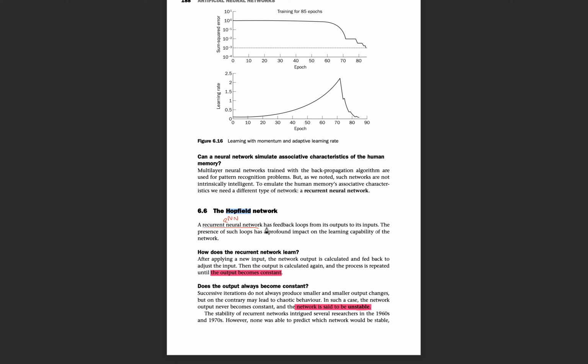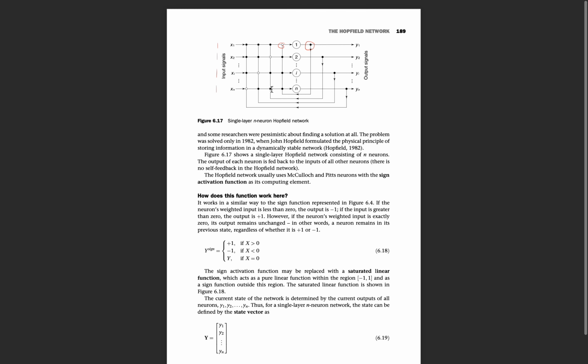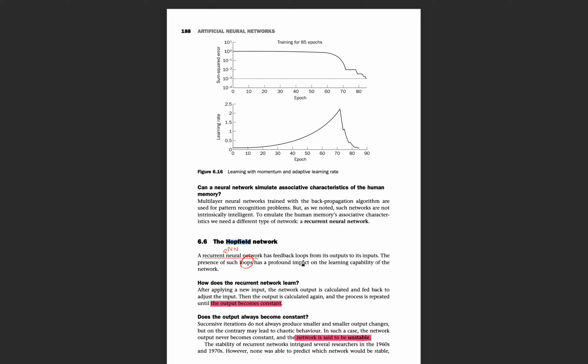So what is a recurrent neural network? RNN, or recurrent neural network, has feedback loops from its output to its input. The presence of this kind of loop has a profound impact on the learning capability of the network. Let's see the Hopfield network. Here we have input and also output, and this is the loop, the feedback loop.